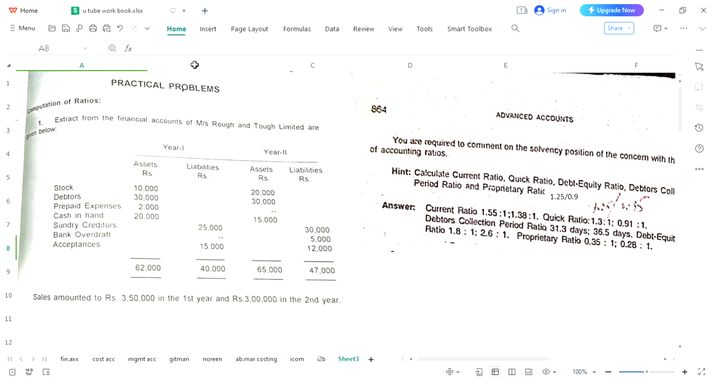It was lengthy, but actually it's a very simple question where ratios were required to be calculated, and even in the question, which ratios we needed to calculate was available. So we have calculated 5 ratios for first year and 5 ratios for second year. All answers are matched with the book. In this way our question has been completed.